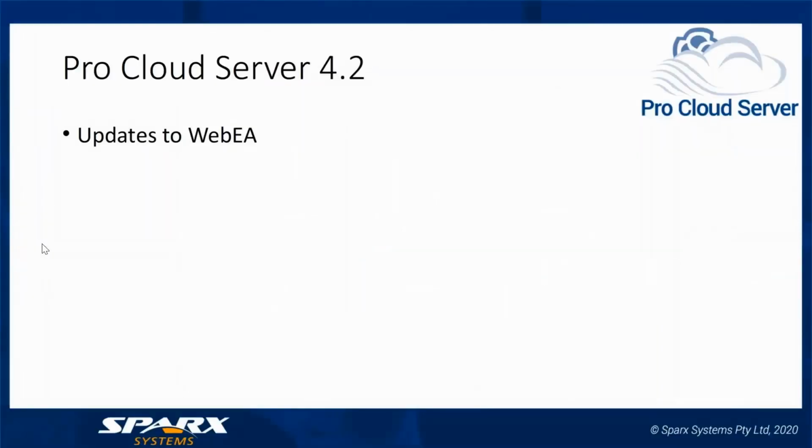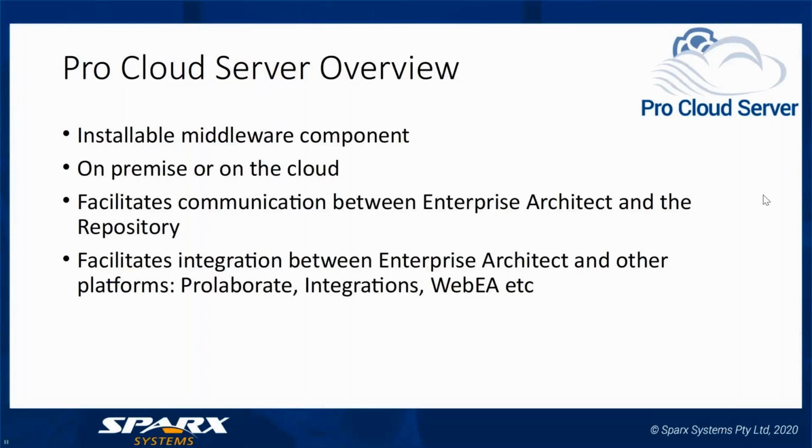So referring back to the ProCloud Server, there's been lots of updates to WebEA. Remember that ProCloud Server is an installable middleware component which allows you to take your Enterprise Architect models and put them on the cloud. Now, they can be on premises or on AWS or on a cloud infrastructure. It helps facilitate communication between Enterprise Architect and the repository.